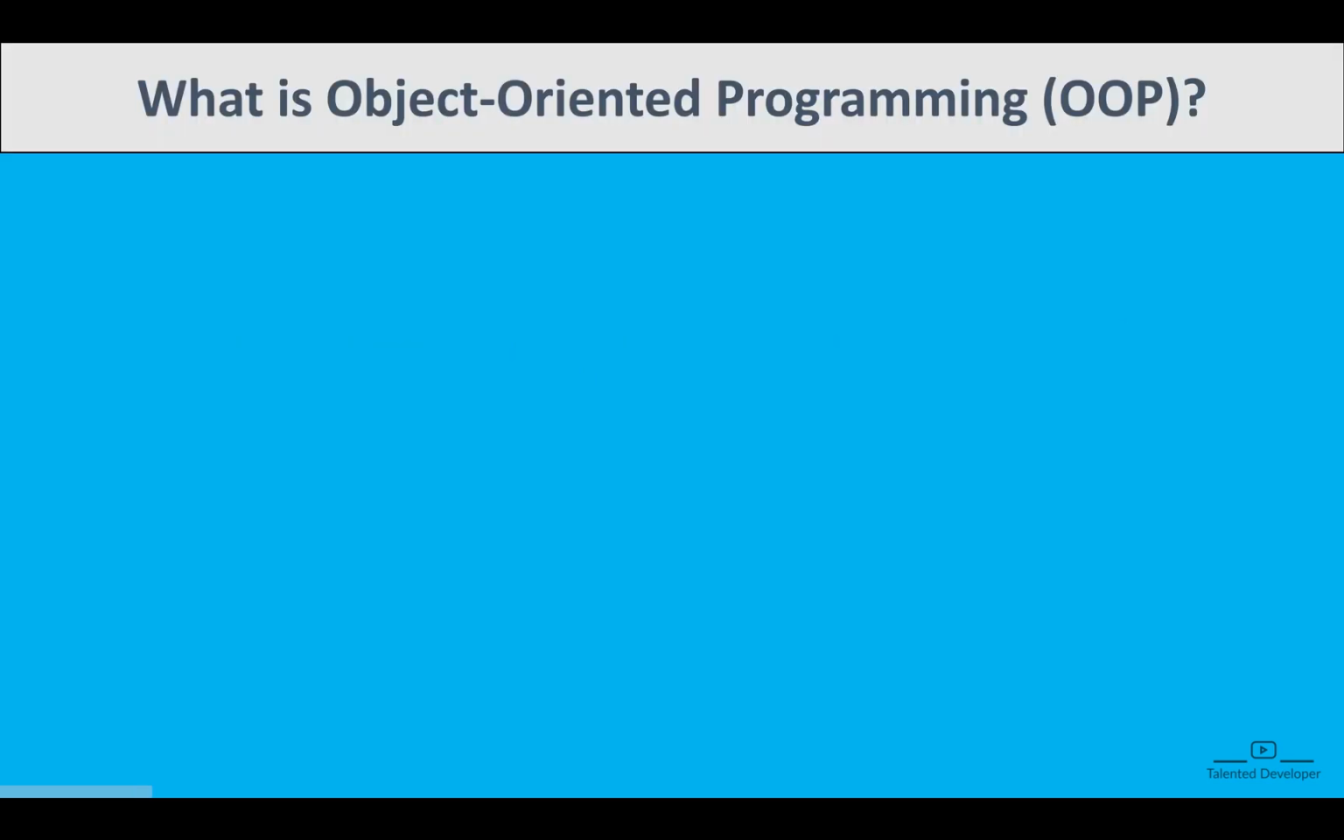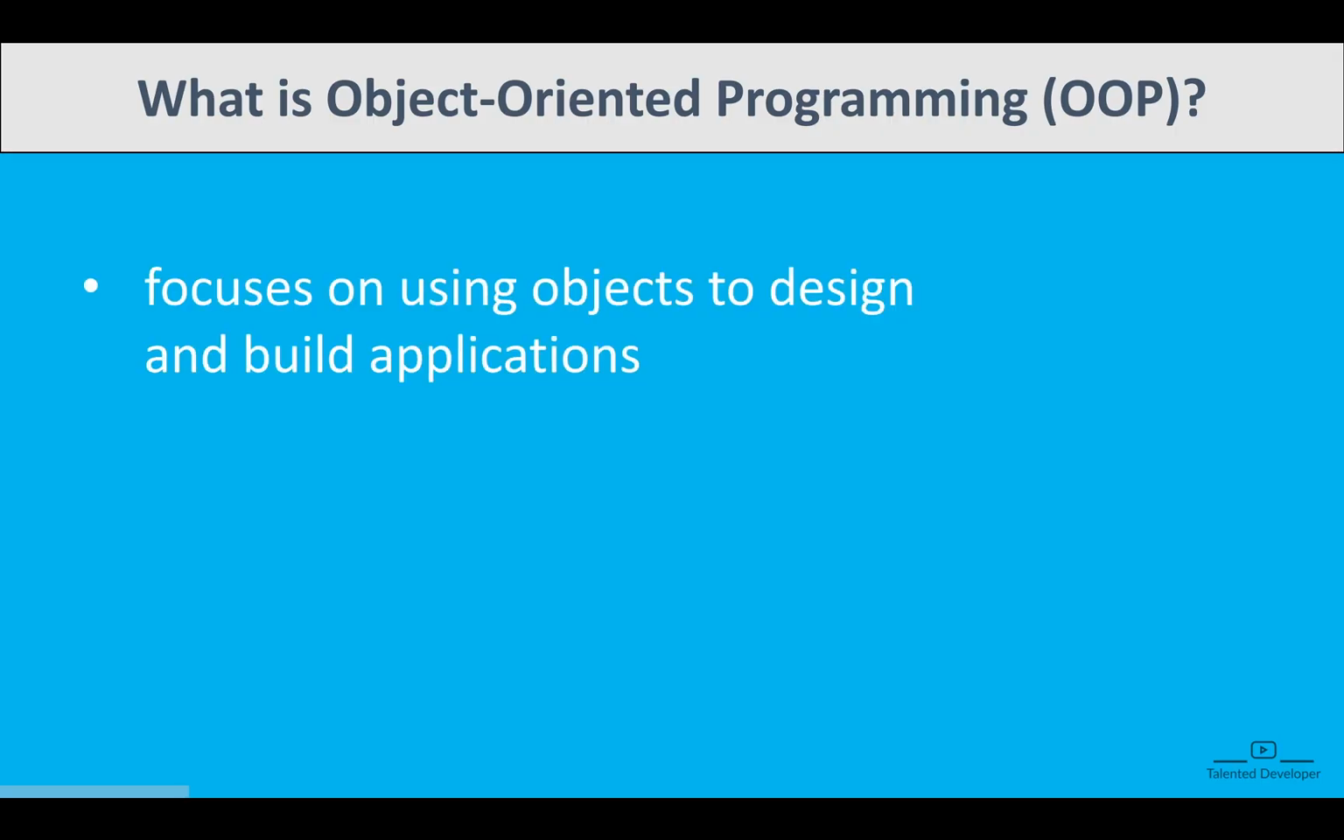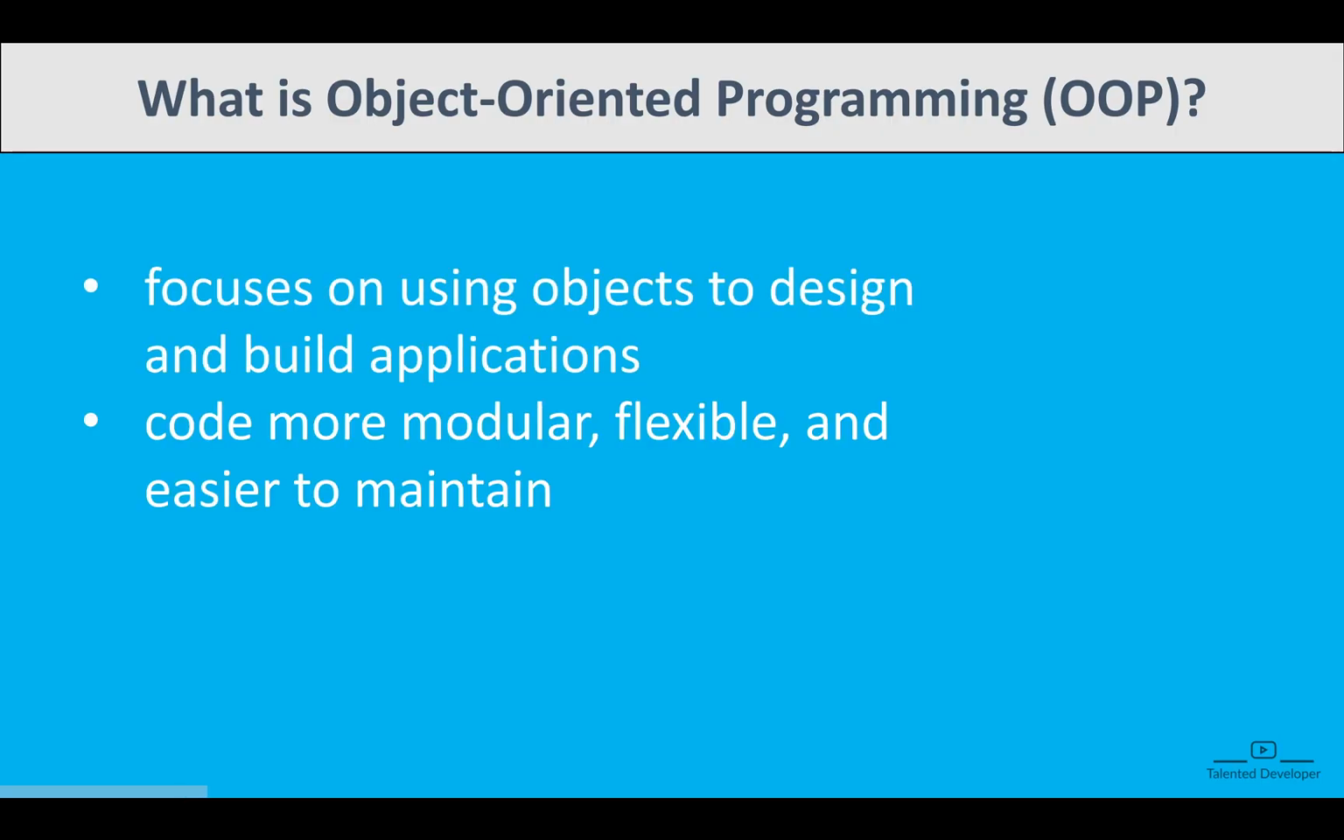So what is object-oriented programming? OOP stands for object-oriented programming. It is a programming paradigm that focuses on using objects to design and build applications. These objects represent the real-world entities and help organize the program in a more efficient way. By grouping data and behavior together, OOP will make the code more modular, flexible, and easy to maintain. Please do not worry about what is object and class.